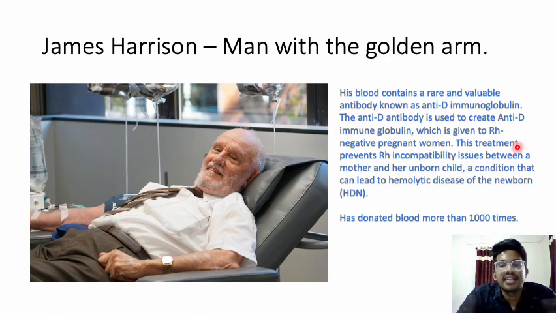And this is the last slide. This was the first person, the person with whom we started our discussion. He is James Harrison. He is called the man with the golden arm. His blood contains a rare and valuable antibody known as anti-D immunoglobulin. This anti-D antibody is used to create anti-D immunoglobulin, which is given to Rh negative pregnant women.